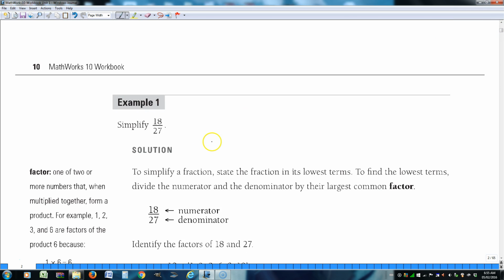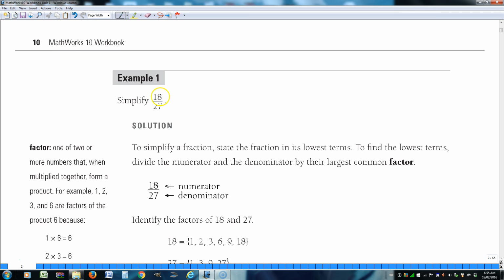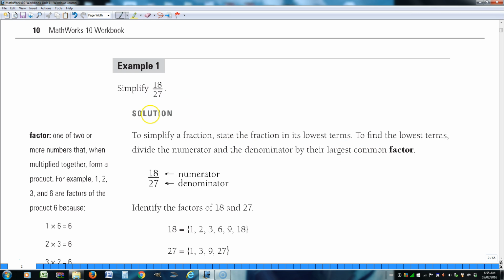This is the first example of the workbook in your Mathworks workbook. So what they're asking us to do is simplify 18 over 27, and they're suggesting in their first solution that we use the greatest common or largest common factor to reduce the top and the bottom by the same amount. That will reduce this fraction into something that looks a little easier to understand than the 18 over 27. There is a simpler form.